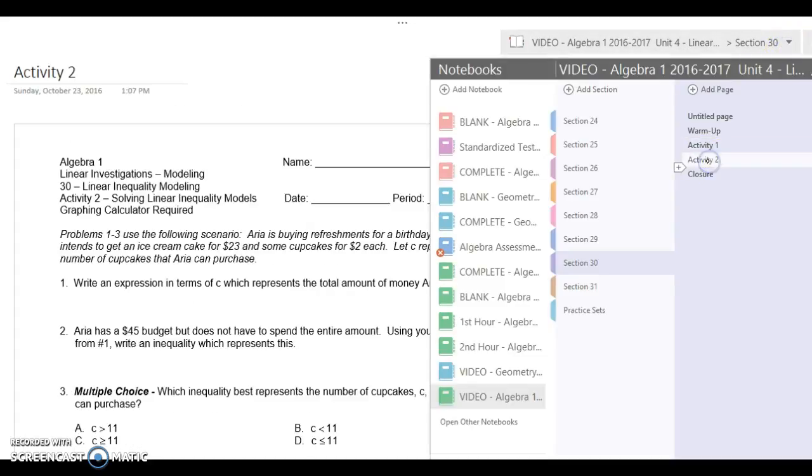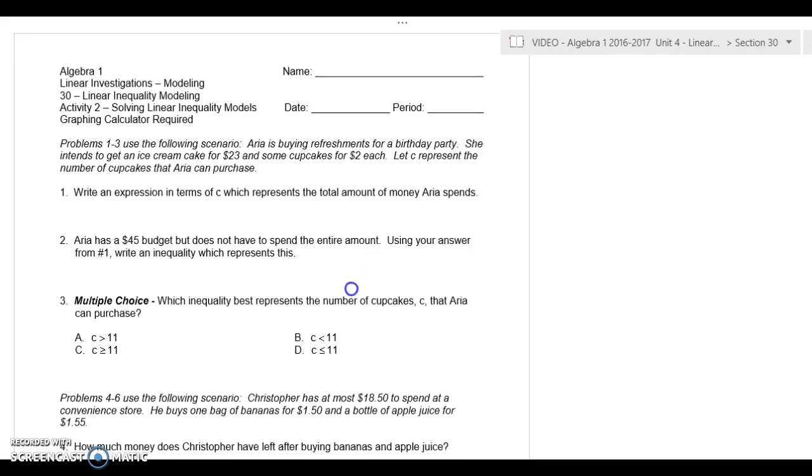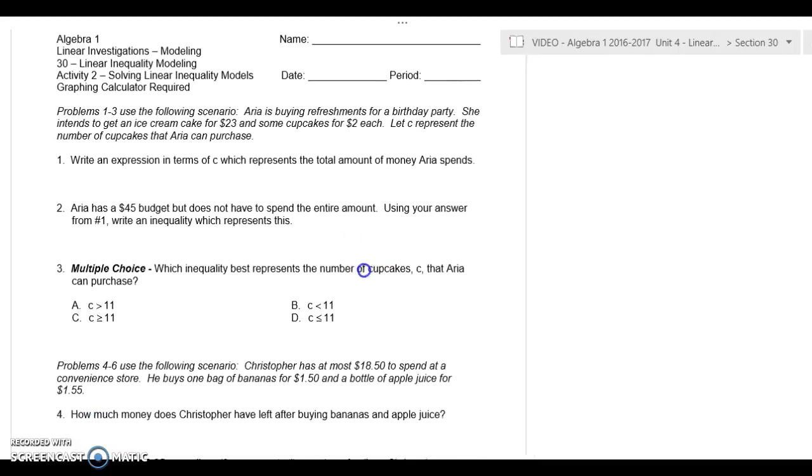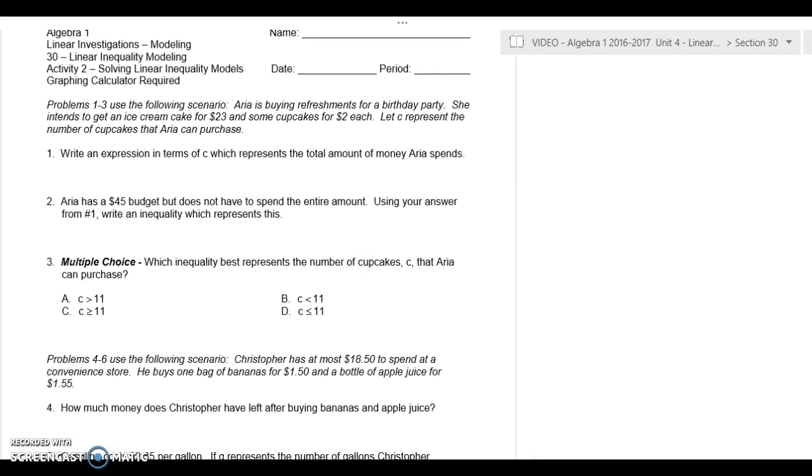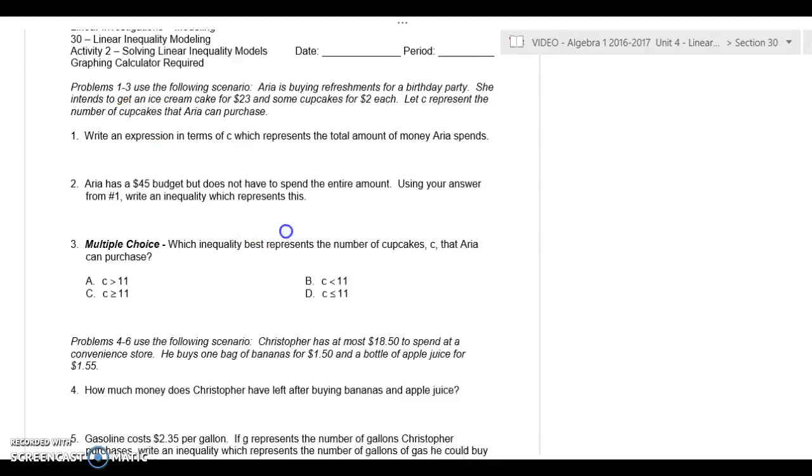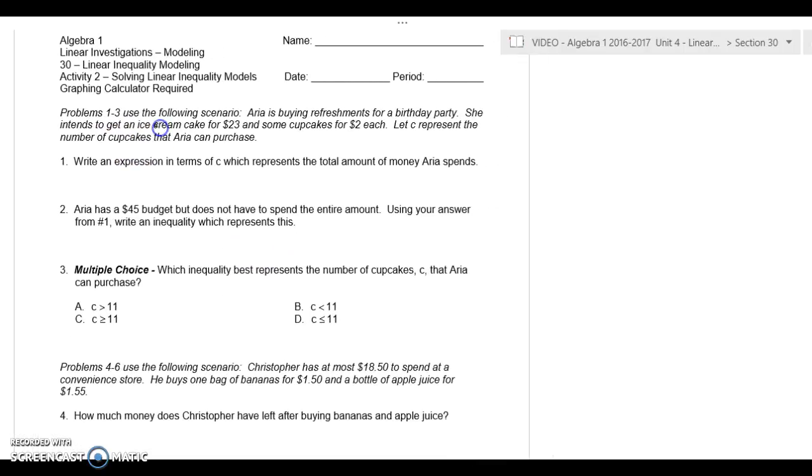Now in this next activity, we're going to actually go ahead and solve some things. So we'll just look at one quick situation here, and I think we'll get the basic idea of it. For problems 1 through 3, use this scenario. Aria is buying refreshments for a birthday party. She intends to get an ice cream cake for $23 and some cupcakes for $2 each. C represents the number of cupcakes that she can purchase. Write an expression in terms of C, which represents the total amount of money she spends.